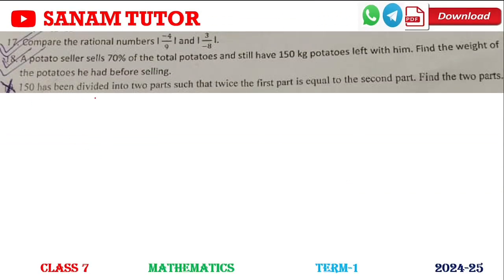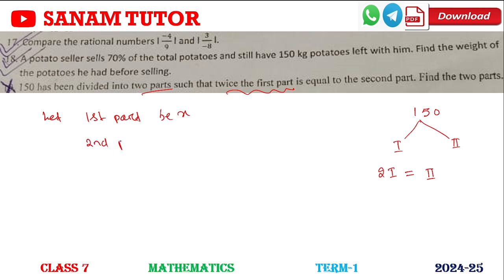150 has been divided into two parts. Okay, suppose this is 150. When we divide it into two parts, suppose this is the first part and this is the second part, such that twice the first part must be equal to the second part. So let the first part be x. So tell me the second part.